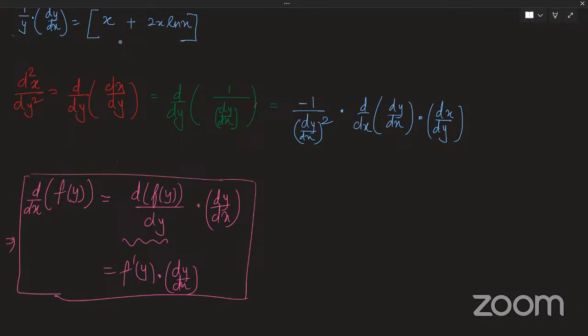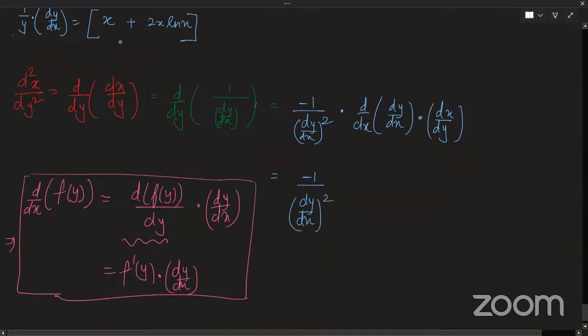Got it? Yes, sir. Got it, everyone? Yes, sir. So my first term is minus 1 by dy by dx whole square, into. Can you tell me what will be this term? What is d by dx of dy by dx? What is the derivative of dy by dx with respect to x? Isn't it d2y by dx square? Right? Yes, sir. The derivative of dy by dx.